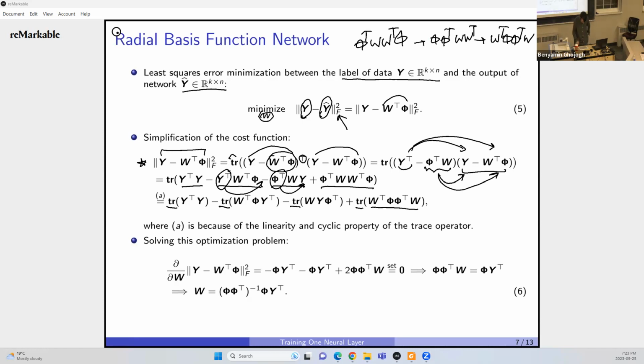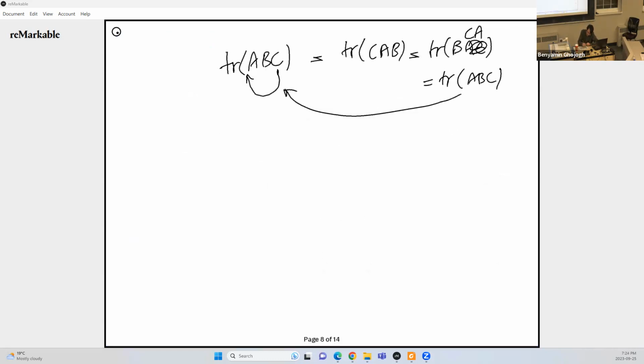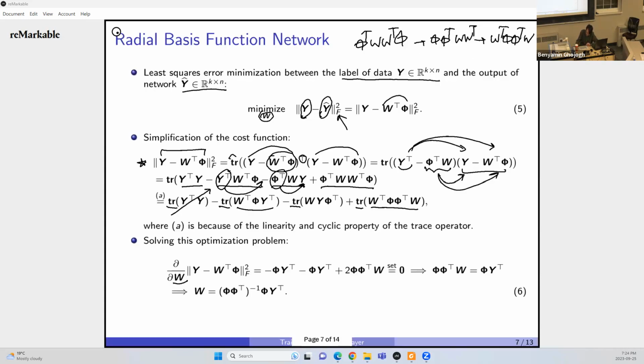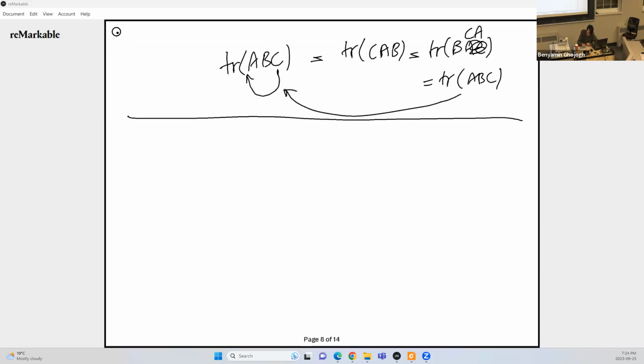Now, let's take the derivative with respect to W. This one is a constant with respect to W, so it goes away. This one is linear with respect to W. How do we take the derivative? I think I didn't say this in the deep learning course; I have said it in the statistical machine learning course, so let me say it once. Trace of W transpose phi Y transpose.